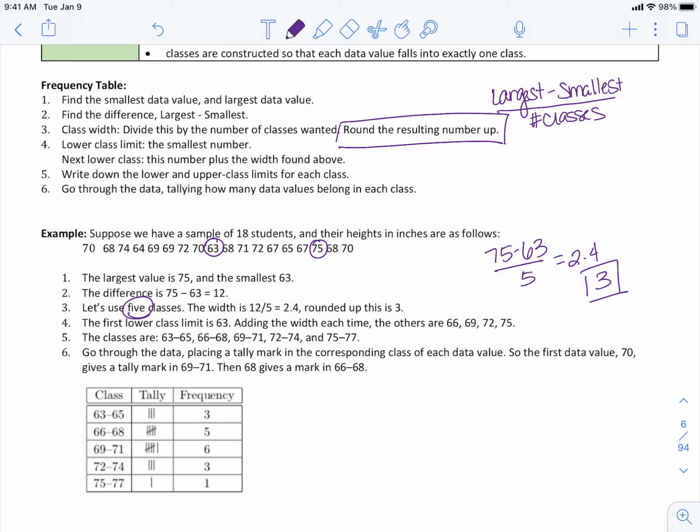So the first lower class limit is 63, our smallest number. Then you add 3. So you can see 63 plus 3 gives you 66, the next lower class number. Add 3 again, 69, 72, 75. And then we fill in the upper class limits. So that'd be 63 to 65, 66 to 68, and so forth.